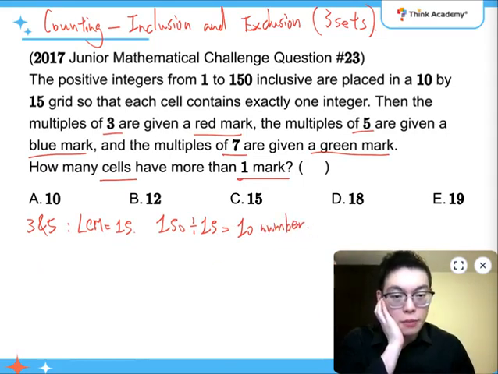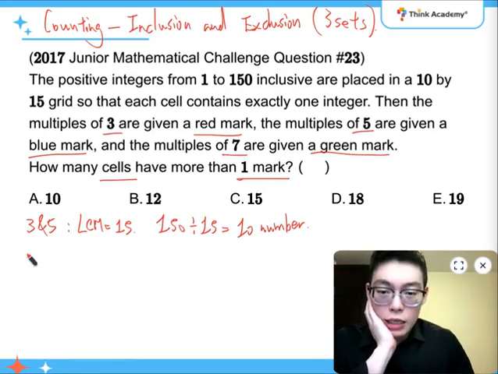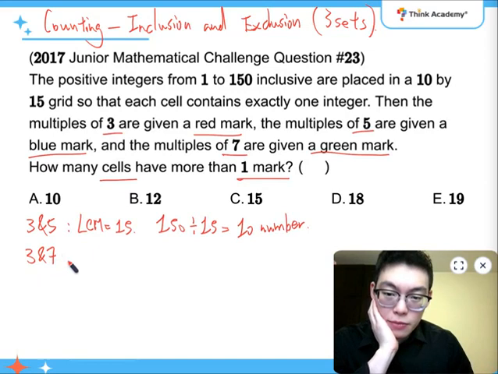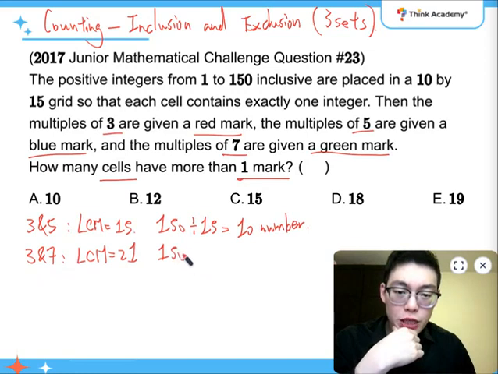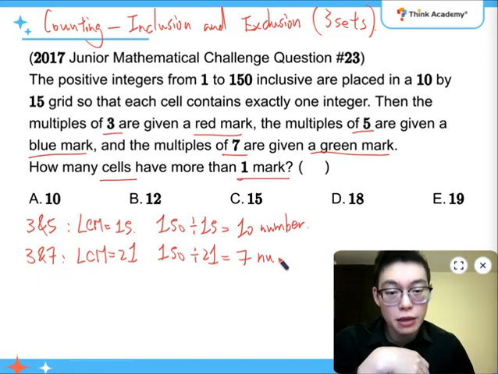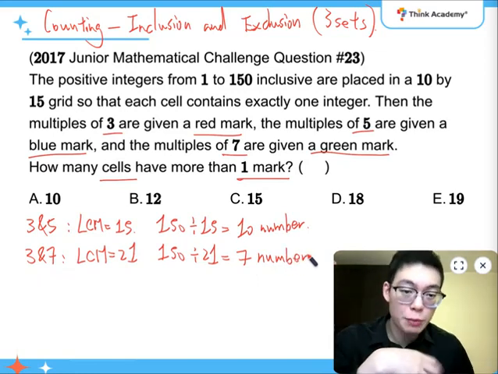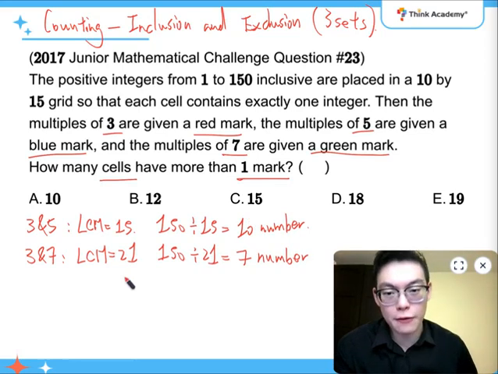So 10 of them are multiples of 15. And we can move on to 3 and 7 with a lowest common multiple of 21. So 150 divided by 21, we can see that it's going to be 7 numbers. That's 147 with the remainder 3, right? So of course the remainder 3 doesn't really matter. I just want to know the quotient, which is 7.